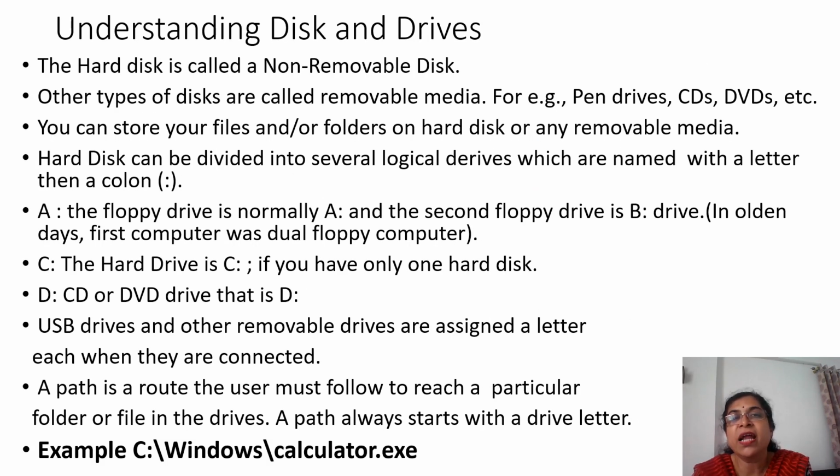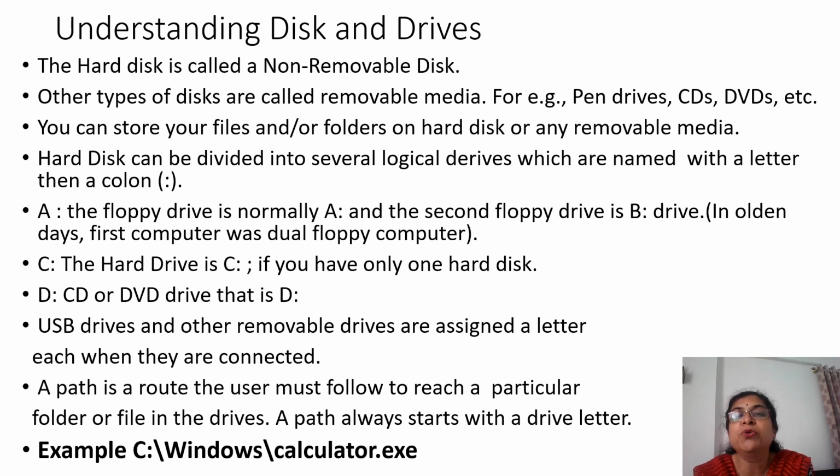Now we will understand what is disk and what are drives. The hard disk is called a non-removable disk, where we can write, where we can store our data. That is disk or drives, different drives. Other types of disk are called removable media. Examples are pen drives, CD drives, DVD drives, etc. You can store your files and folders on the hard disk or any other removable media, removable disk.